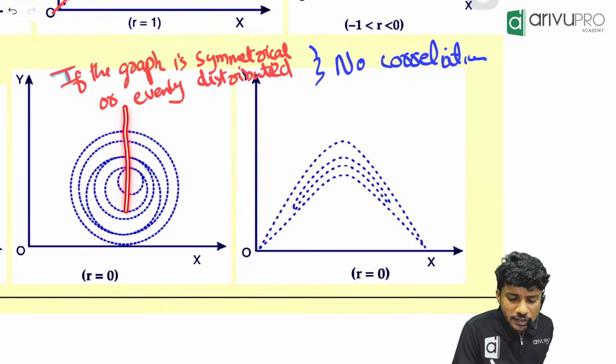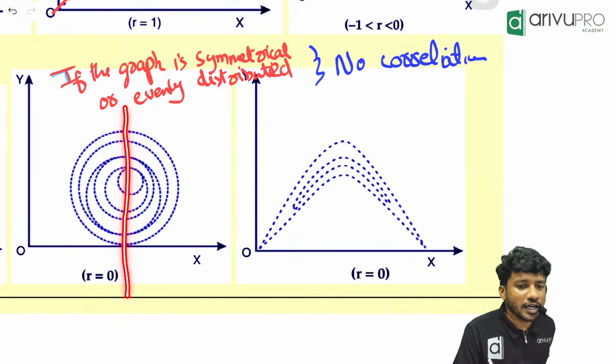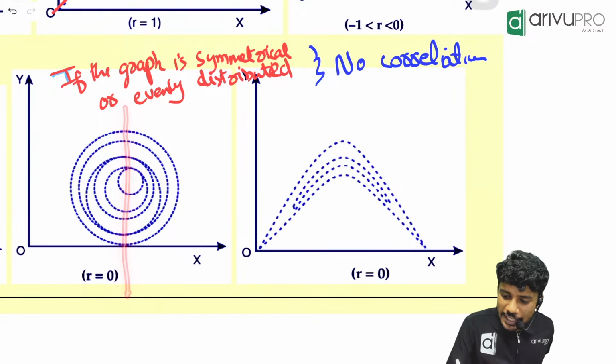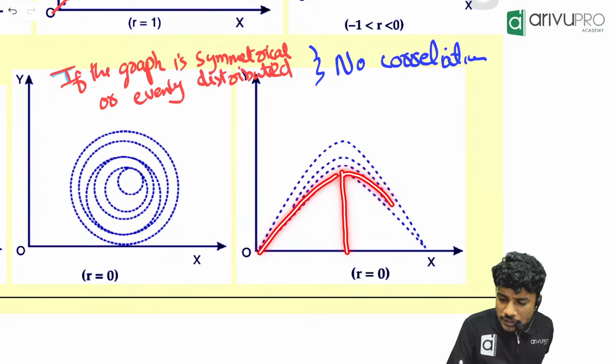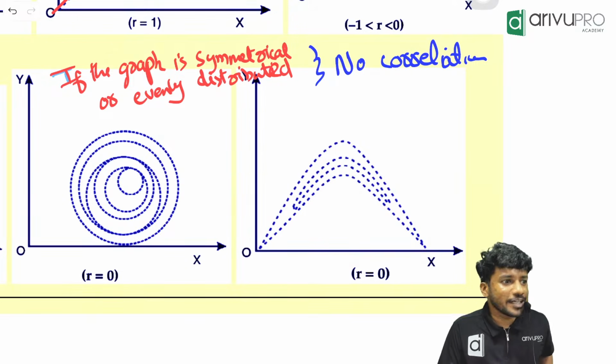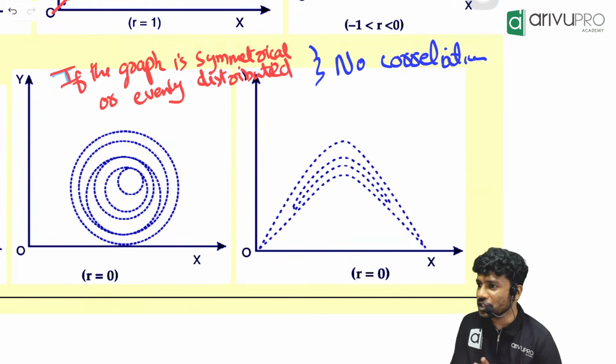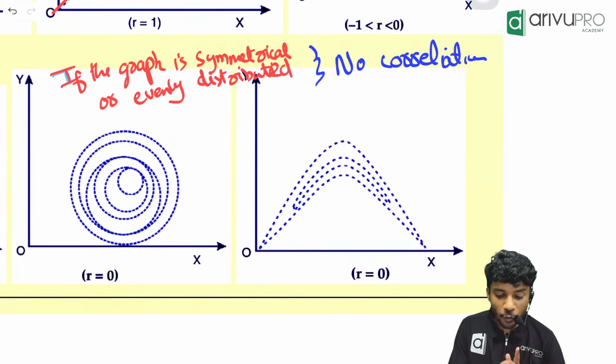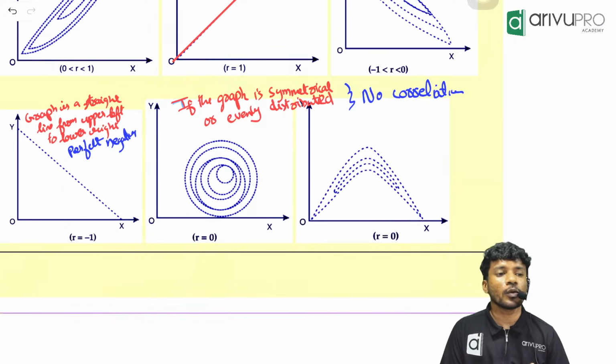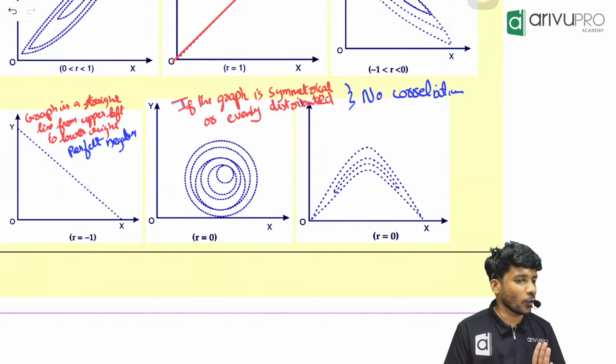Now people, think about it. I am cutting this circle into two halves. Is one half a mirror image of the other? Yes. Is it symmetrical? Yes. If I cut this particular graph into two halves, is one part a mirror image of the other? Yes. They are symmetrically distributed. So whenever the graph is symmetrically distributed, what type of correlation is it, people? No correlation or zero correlation.